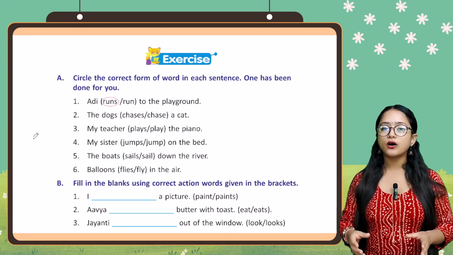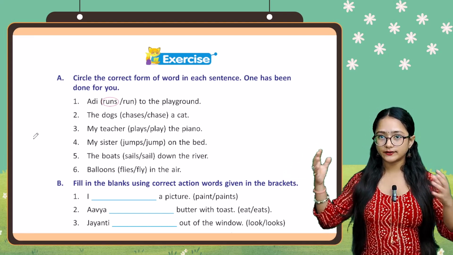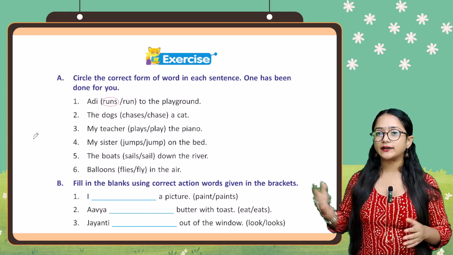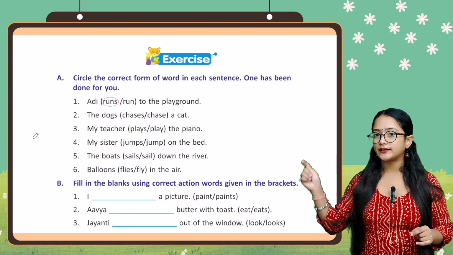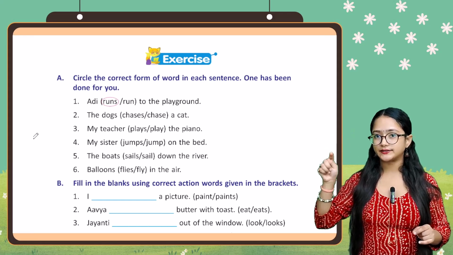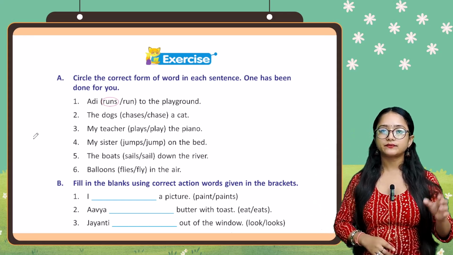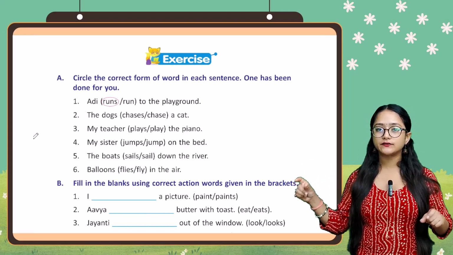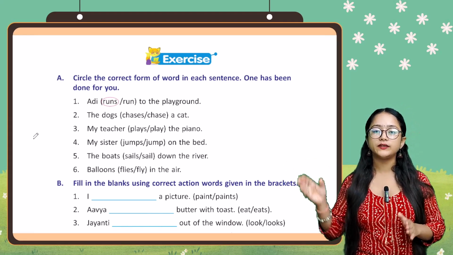Next one, the dogs chase. There are many dogs there. Okay, the dogs chases or chase a cat. The dogs chase a cat. Here you should not add that extra S over there. The dogs chase a cat. Like this, you have to read the sentence carefully and choose the correct form of the word.